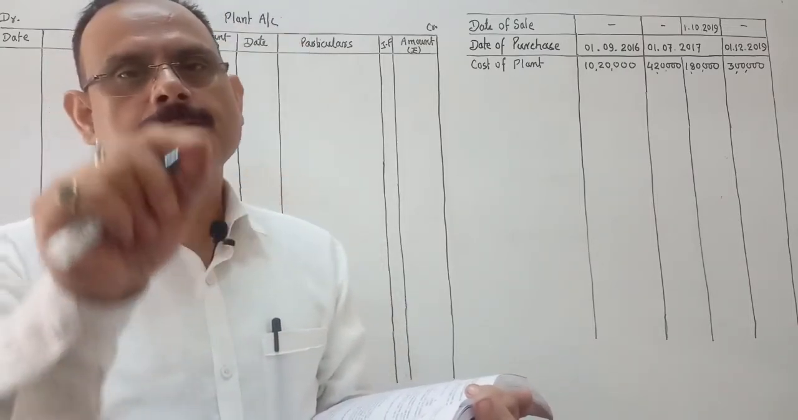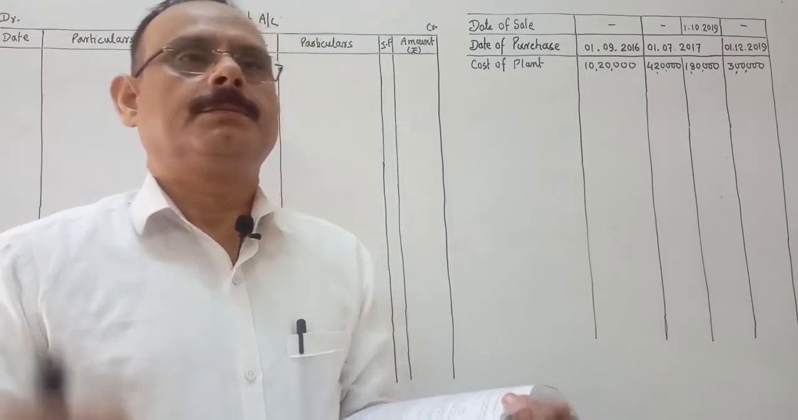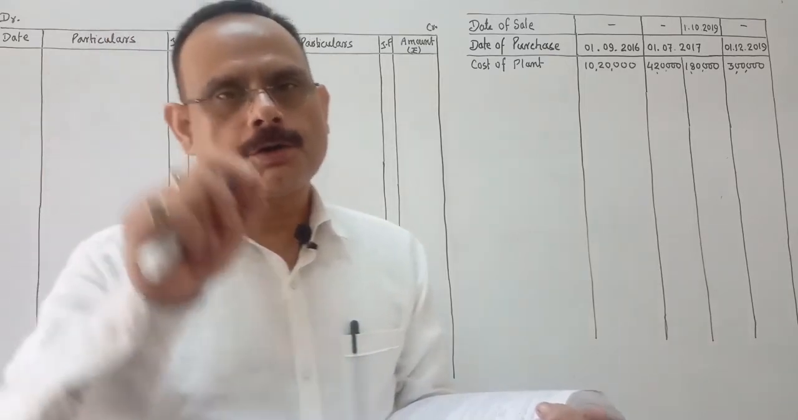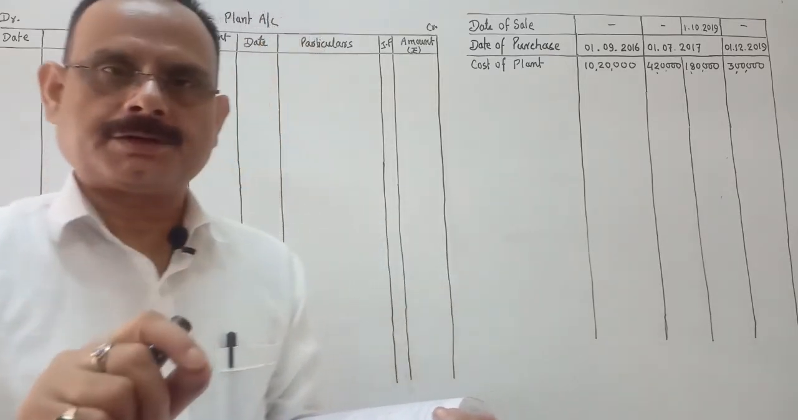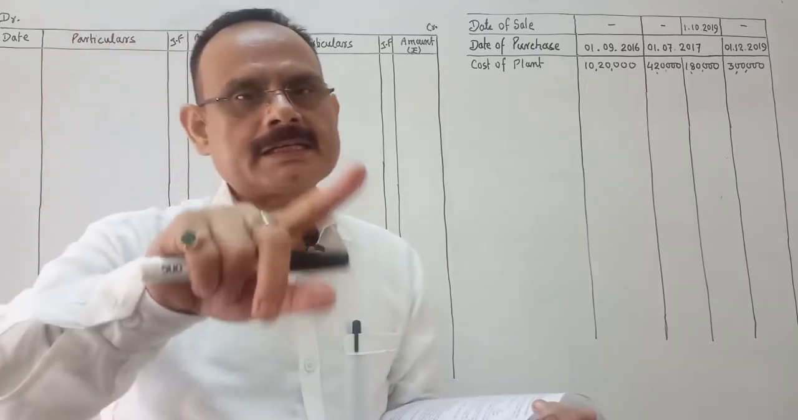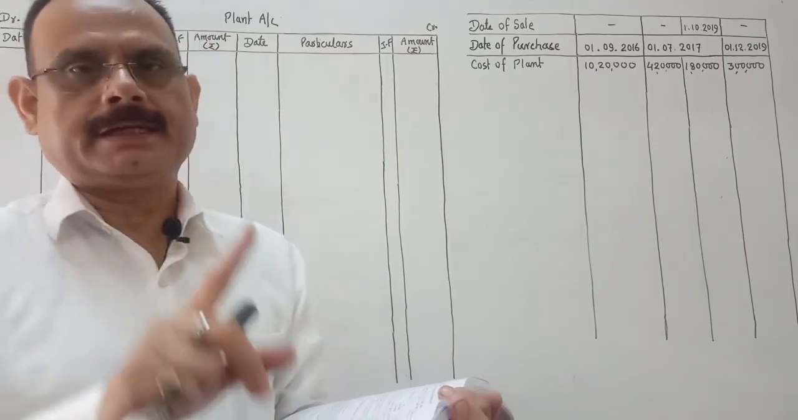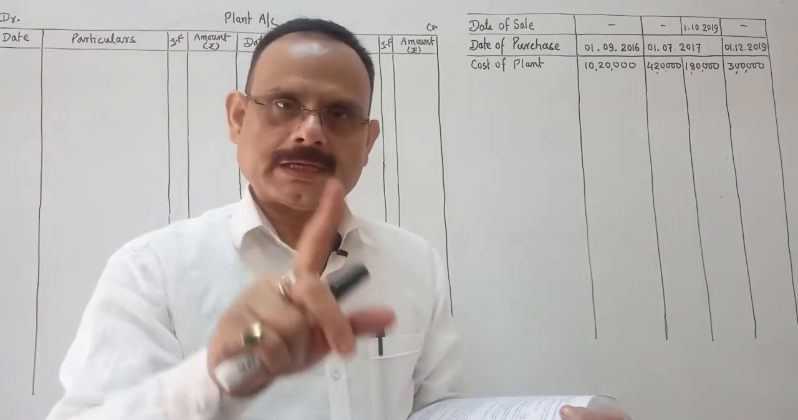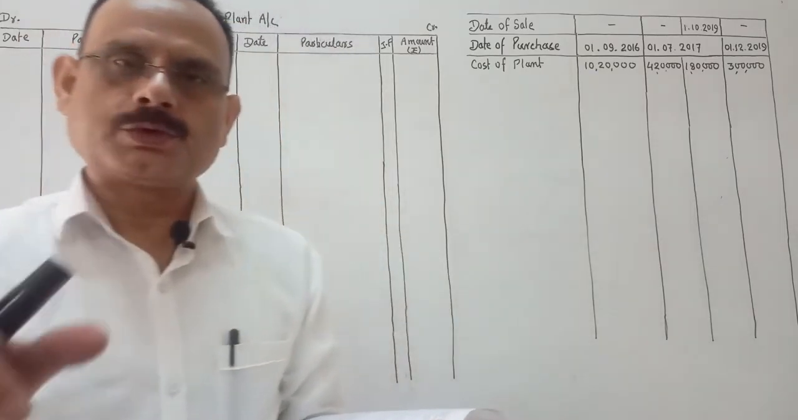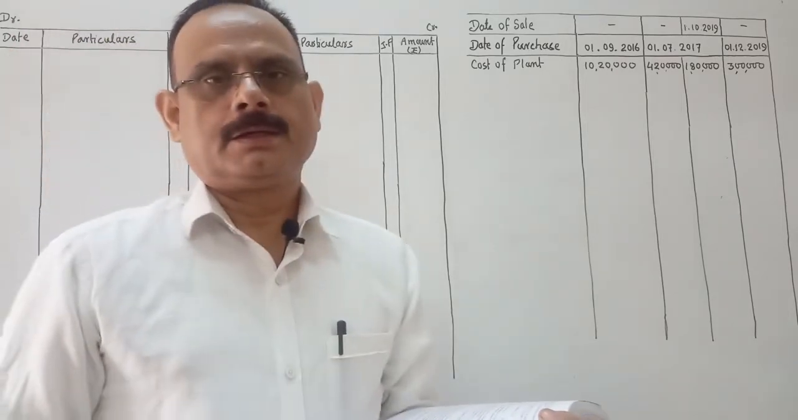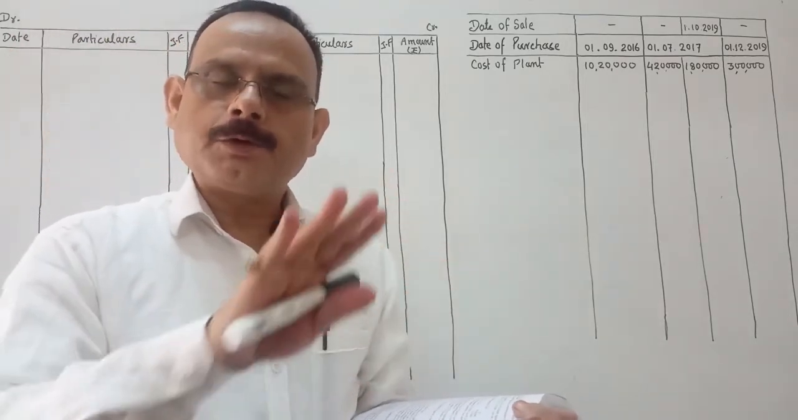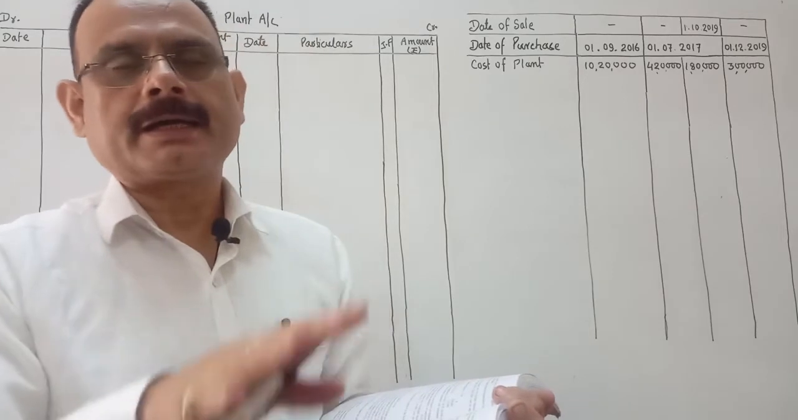Here and in the previous question, the profit or loss on sale of machinery is shown in the machinery ledger. But here profit or loss on sale of machinery will be shown in a separate ledger, and that account is assets disposal account. Rest of the working will be same as we have done earlier.